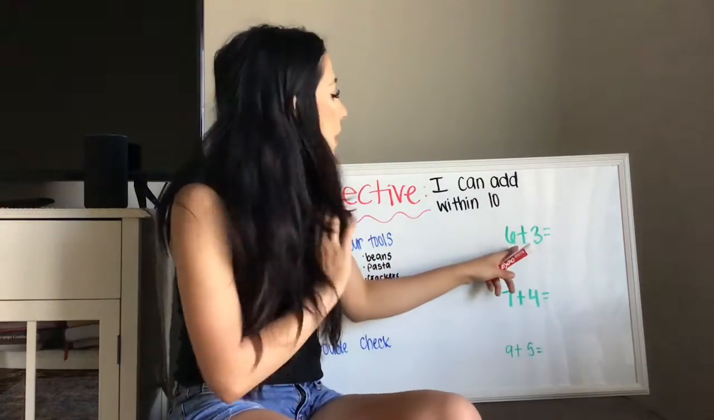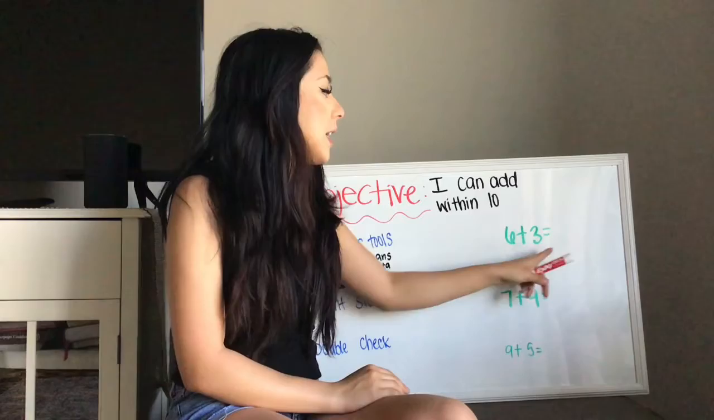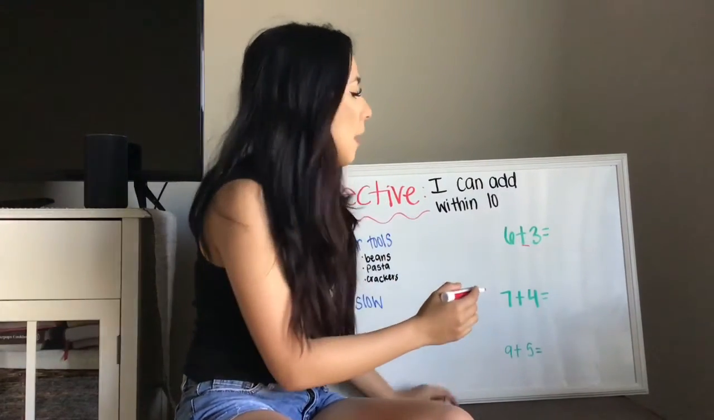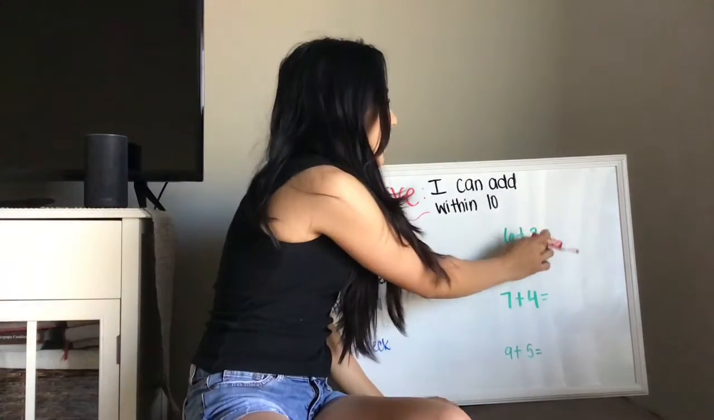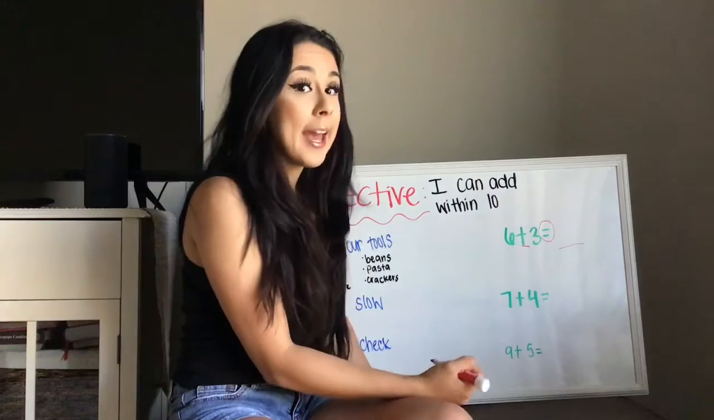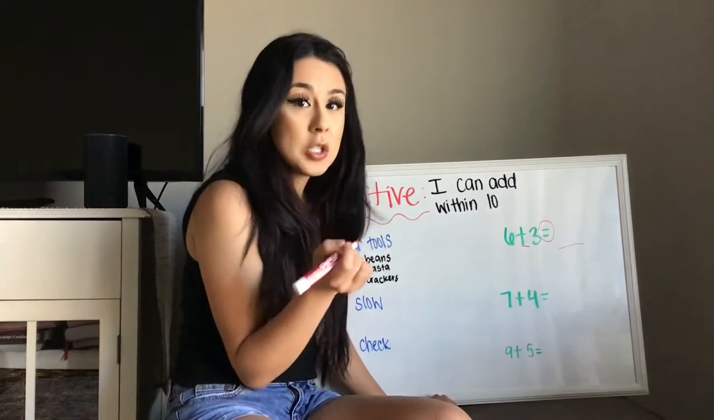So let's go ahead and work with 6 plus 3 equals. Don't forget that this is our addition sign, the plus symbol, and this right here is our equal sign. That means anything that comes afterwards is our answer. So I'm just going to do a picture.